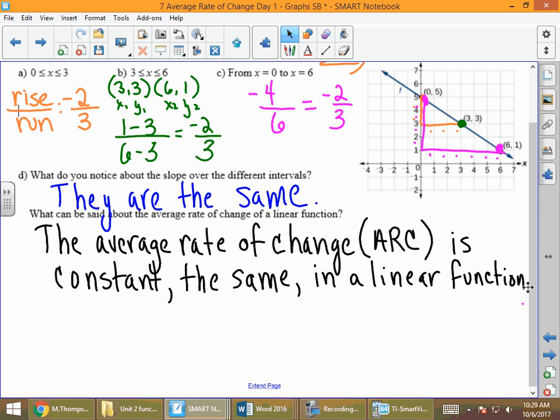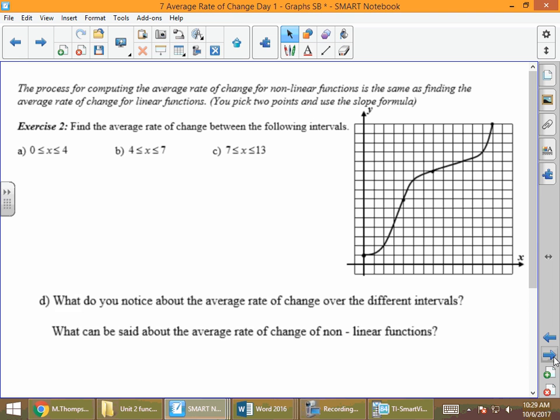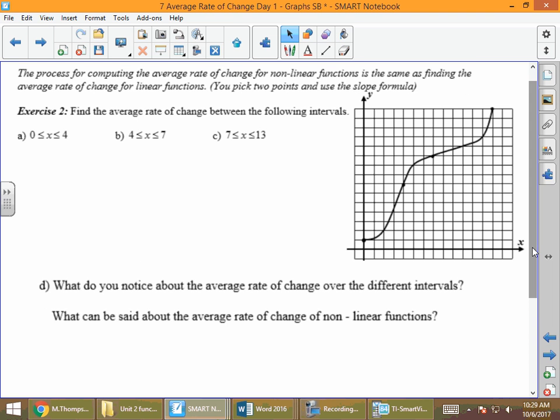So there's a linear function. Let's look at a non-linear function like this picture here, because the process for computing the average rate of change for a non-linear function is the same as finding the average rate of change for a linear function. We pick 2 points and we use the slope formula. So on part A, we're looking at when x is between 0 and 4.